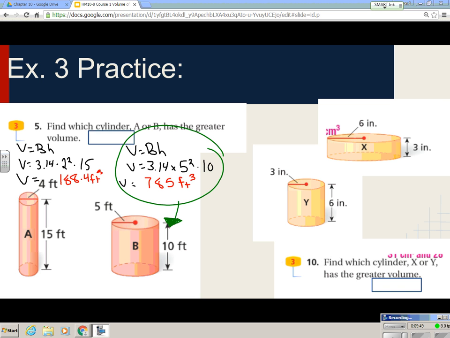Here's the result you should have had. When you do the work, you find out that the second one is much, much larger than the first one. All right, if you got that right, come on over and give me a firm handshake.